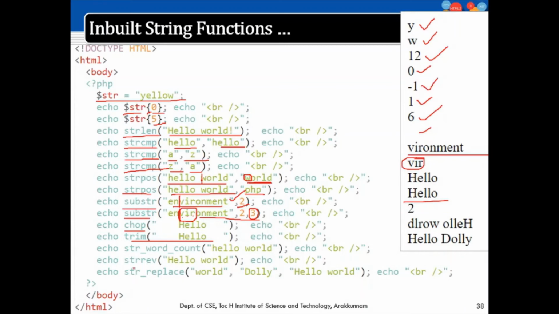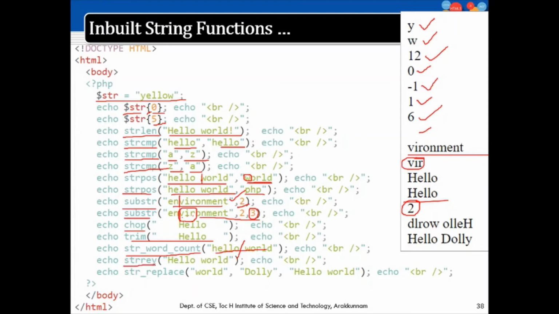Then we have another function, str_word_count. This will help if you want to count certain words. Here the parameter is the string hello world. It will count the number of words in the string. So in hello world, you can see 2 words are there. Words are generally recognized by the delimiter space. So here we have one word hello and a second word world. So the word count is 2. That is str_word_count.